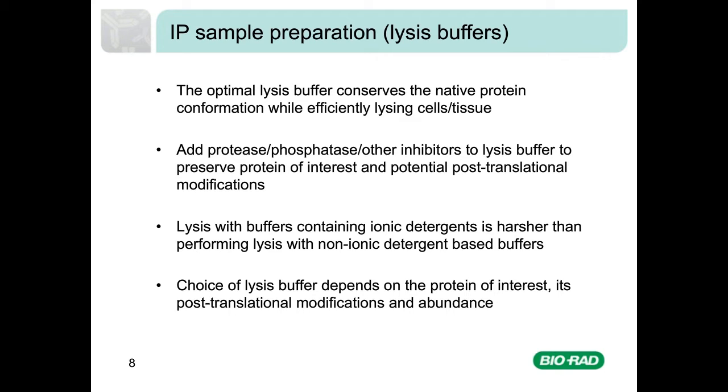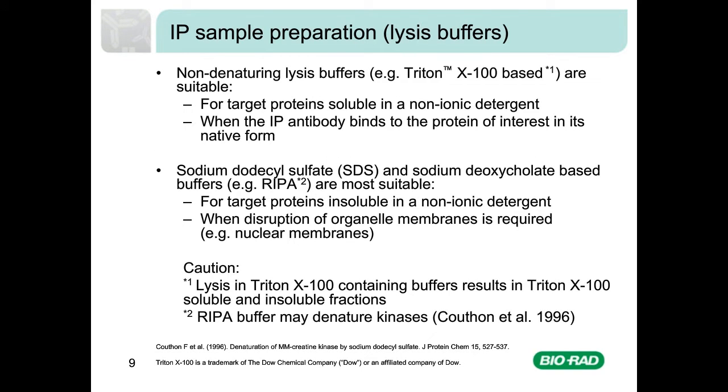Lysis buffers can be classed into two main categories, denaturing and non-denaturing lysis buffers. Non-denaturing lysis buffers contain detergents such as NP40 or Triton X100 and are suitable to use when your target protein is soluble in these detergents. However, when performing lysis with a lysis buffer containing Triton X100, some proteins may remain in the Triton X100 insoluble fraction. Certain cytoskeletal proteins, for example, are known to remain in the Triton insoluble fraction. Buffers containing non-ionic detergents such as Triton are especially suitable when the IP antibody binds to the protein of interest in its native form.